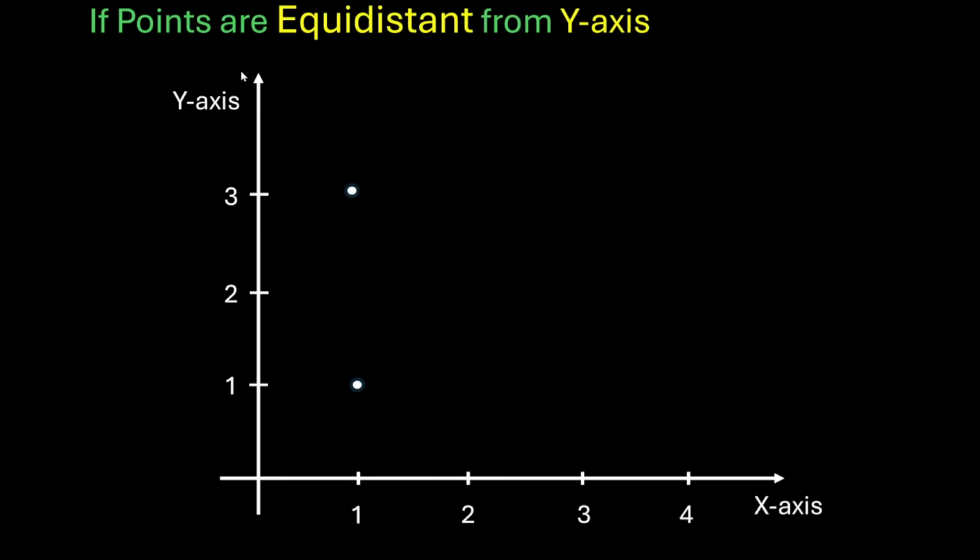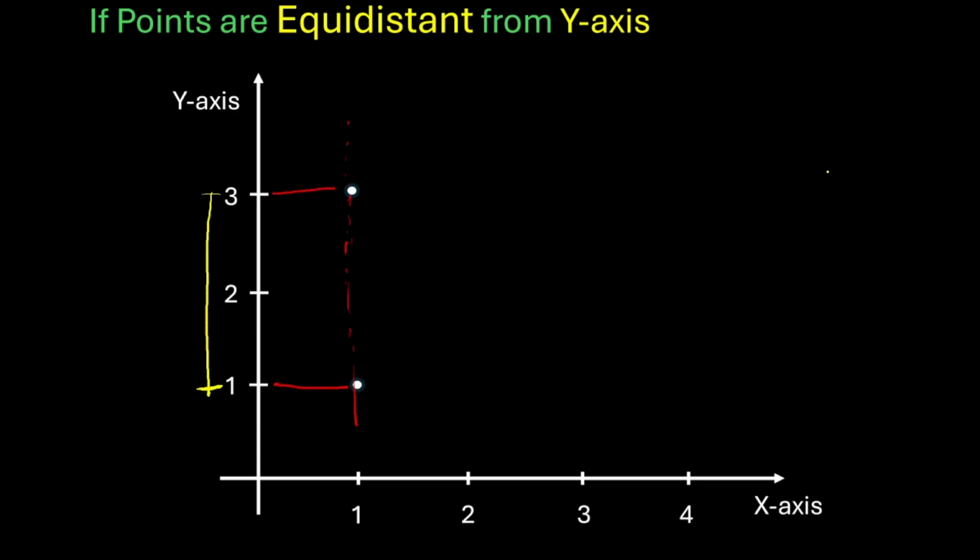Our second easy case is when points are equidistant from the y-axis. Here you can see we have 2 points which are equidistant from the y-axis. Both are 1 unit far from the y-axis. Or you can say that both points lie on a line which is parallel to the y-axis. So as you can see, finding the distance between them is easy.